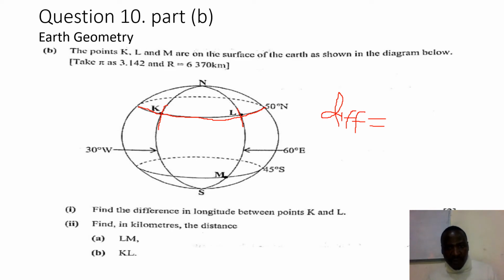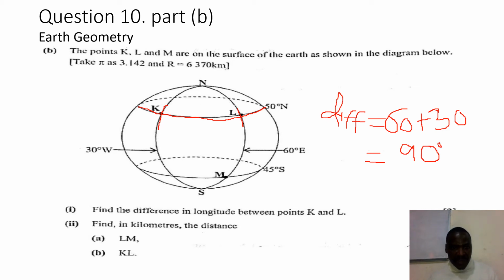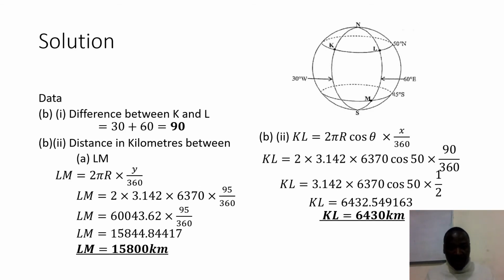So our difference, we will calculate it by saying 60 degrees plus 30 degrees. When we add 60 plus 30, we will realize that the difference between these 2 points is 90 degrees. That is, the difference is 90 degrees. Okay, so here we realize that the difference is 90.